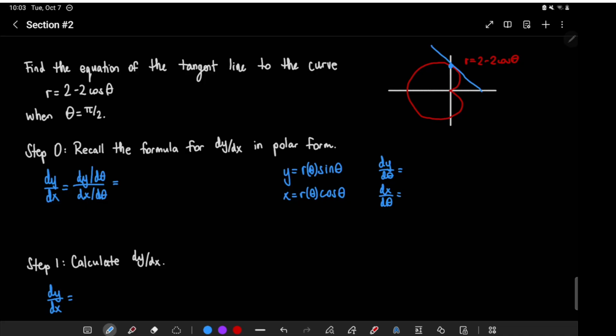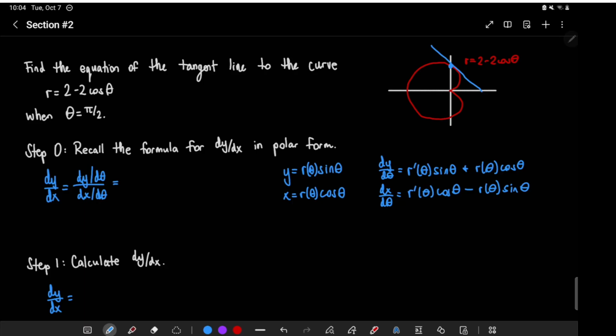I just want to make sure you guys know how to get this formula without memorizing it. So to differentiate r times sine theta, I need product rule. We'll do derivative of the front function, so r prime times the back, which is sine, plus front times derivative of back. Derivative of sine is cosine. Similarly, for dx d theta, again, derivative of r is r prime times cosine, plus the front times derivative of the back. That would be negative sine, so let me change this to a minus.